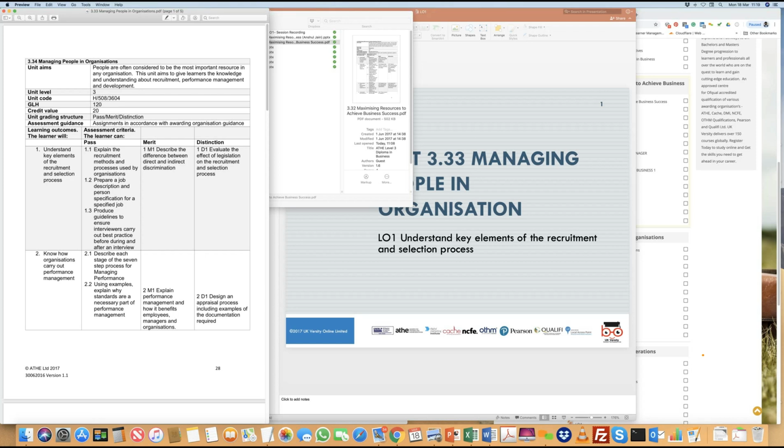So the focus on studying this unit, managing people in organization, is to gain understanding into how you look at management of human resources from the time of recruitment and selection. So it starts off by bringing new employees into the organization. And when you look at the process of recruitment and selection, we'll start from there.